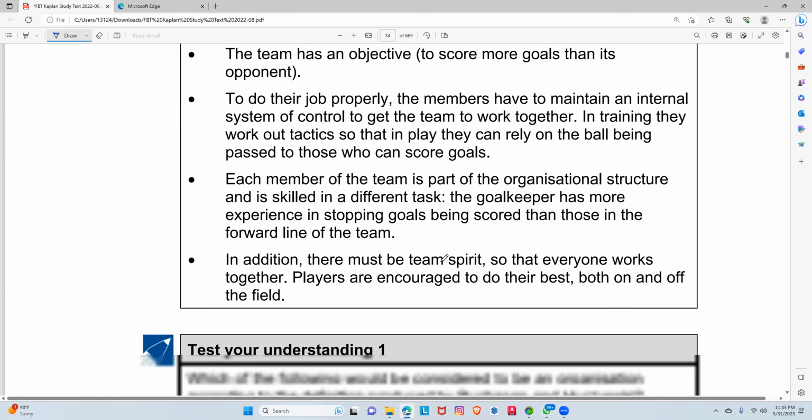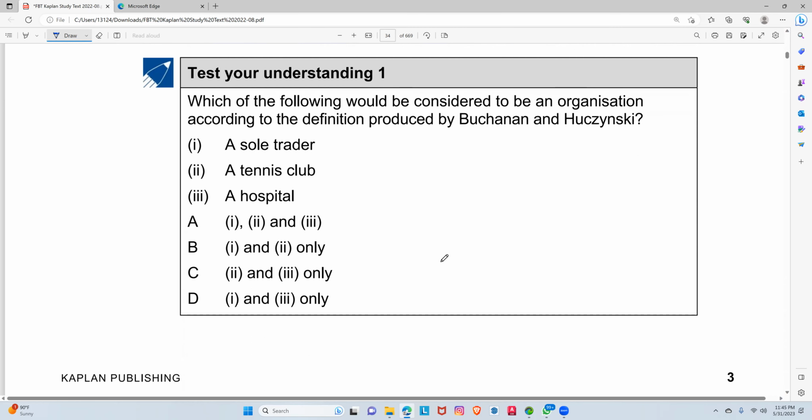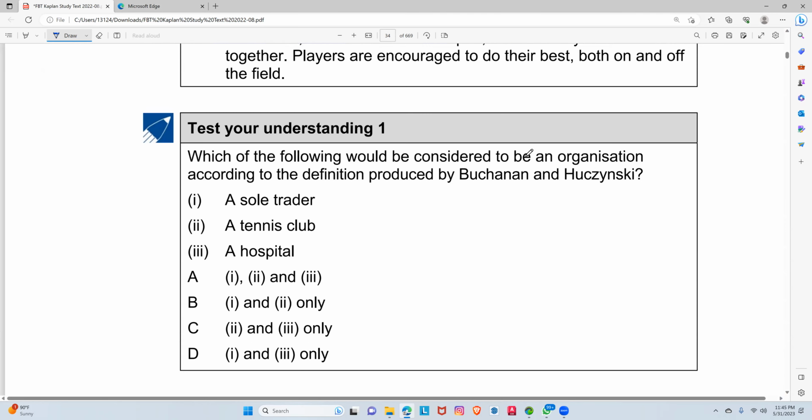Now here there's a short question. Which of the following would be considered to be an organization according to the definition produced by Buchanan and Huczynski? A sole trader, a tennis club, a hospital. Which of the following would be considered to be an organization? What do you guys say? Okay, one second. Don't say, write down what you think is the answer.